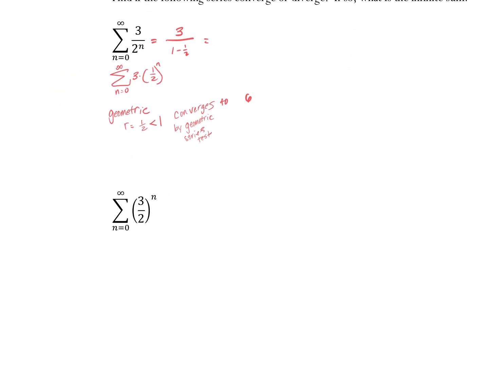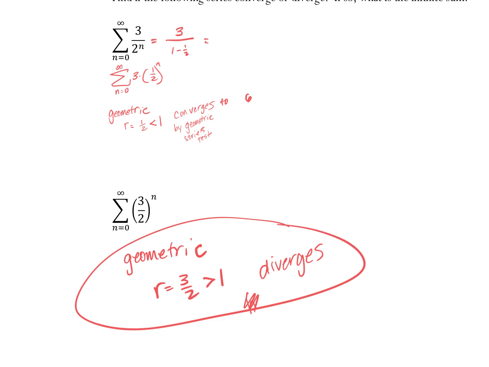Okay, what about this one? 3 halves is your radius. I said radius and I shouldn't have. It's your ratio, because we're going to use radius towards the end of this unit, and it's different. And that's greater than 1. So what do we know? This diverges. And again, if you had that amount of information, you're communicating to me that you know what it is.